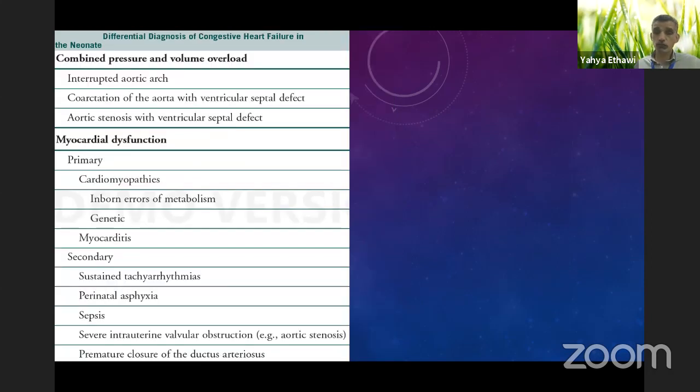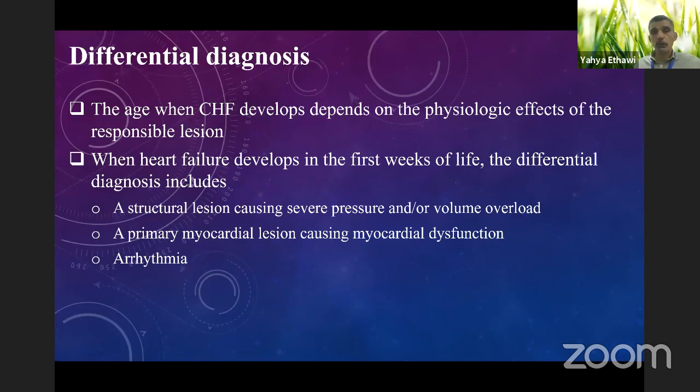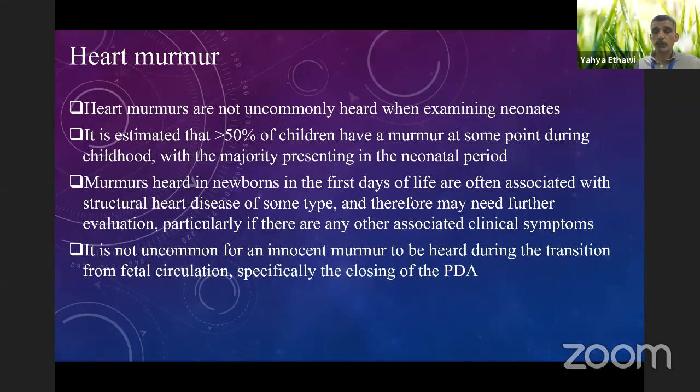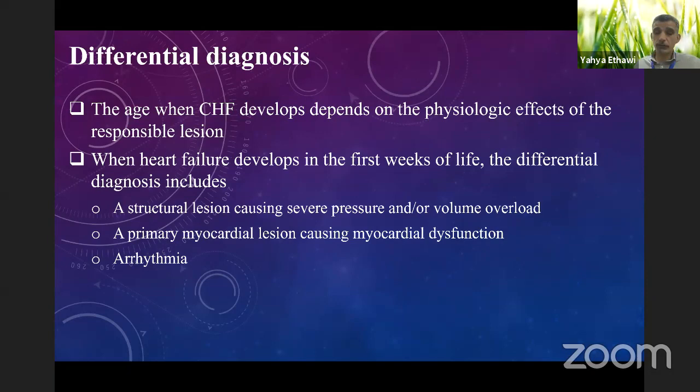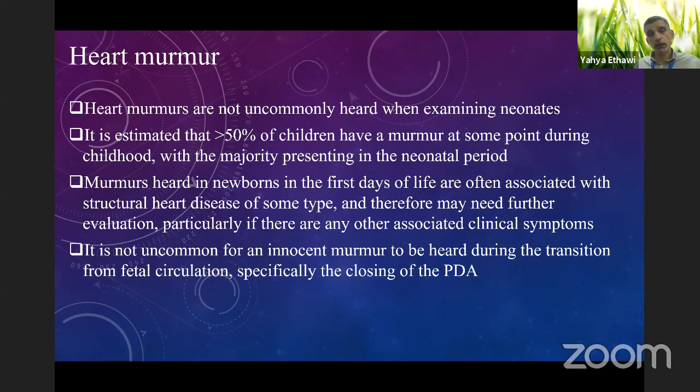You can have both, such as interrupted aortic arch, or you can have myocardial dysfunction, which can be primary or secondary. Secondary is due to things like asphyxia or sepsis or tachycardia or even bradycardia. So once congestive heart failure develops, you need to look at the differential, whether it's heart or not. So cyanosis, heart failure, but they can also present with a murmur.